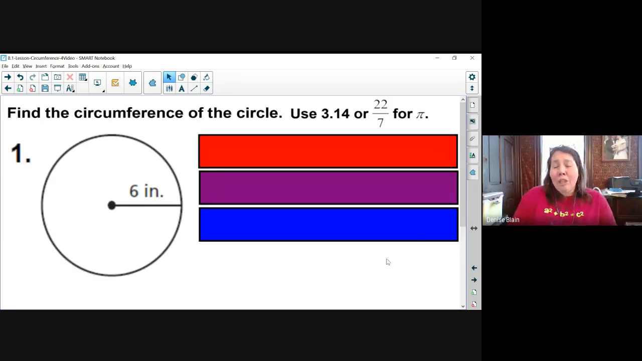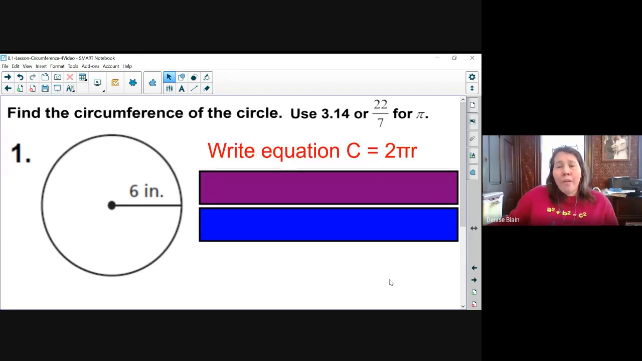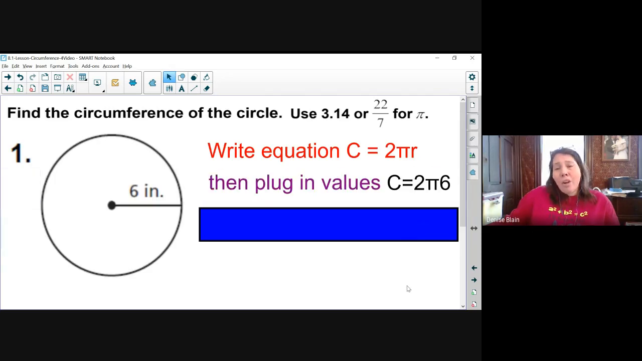So we're going to take a look at some circles, and I'm going to show you how to find the circumference of the circle. I'm going to do one example for you, and then you'll do a couple on your own. So the very first thing that you do, or that I recommend you do, is write down the equation for circumference, since that's what we're looking for. Circumference equals 2 times pi times r.